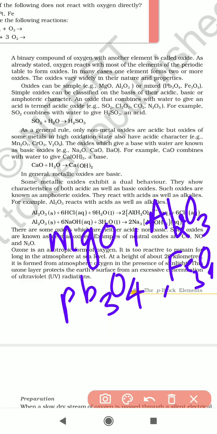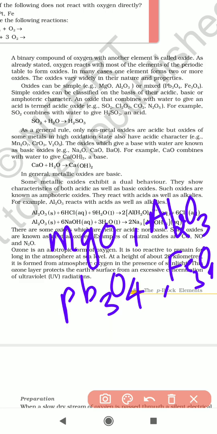Depending upon the basic nature of the oxides, these oxides are classified into three types: acidic oxides, basic oxides, and amphoteric oxides. So depending upon the nature, they are classified into three types: acidic oxide, basic oxide, amphoteric oxide.